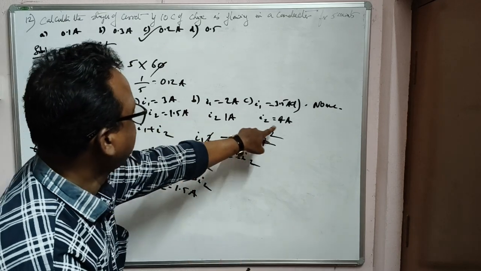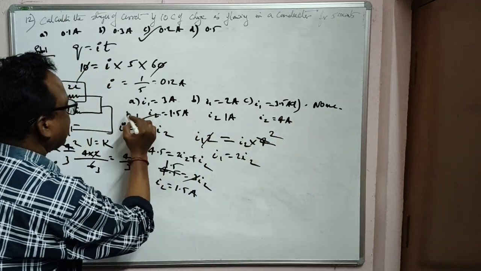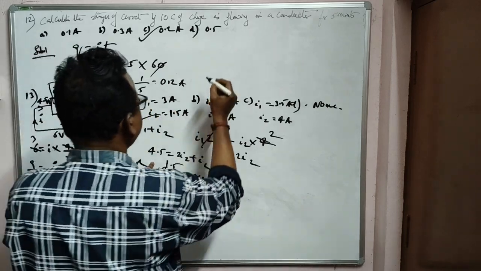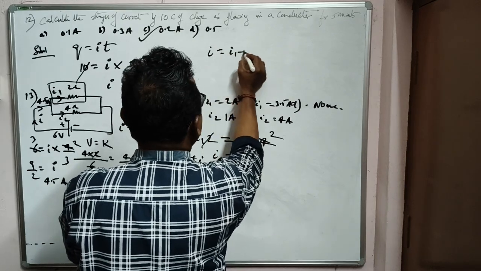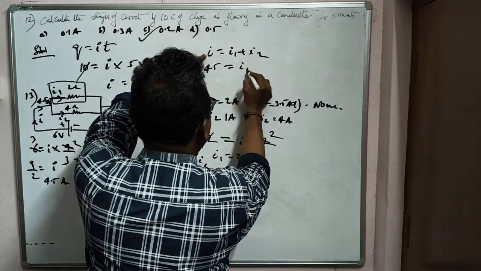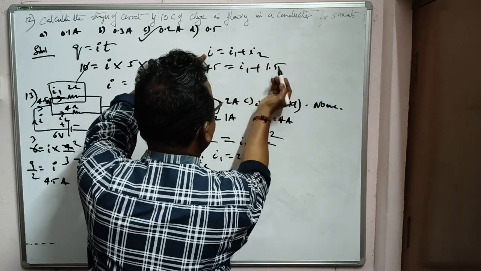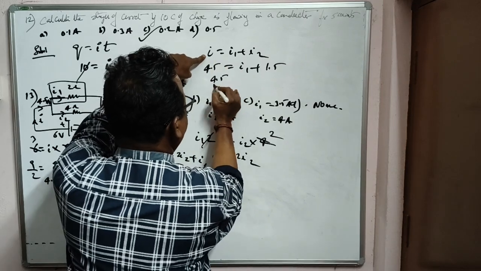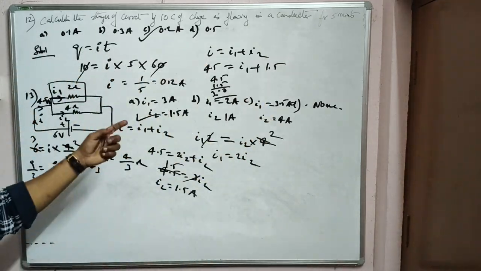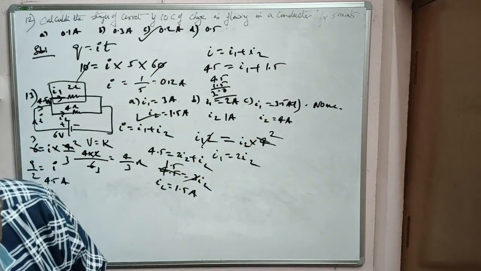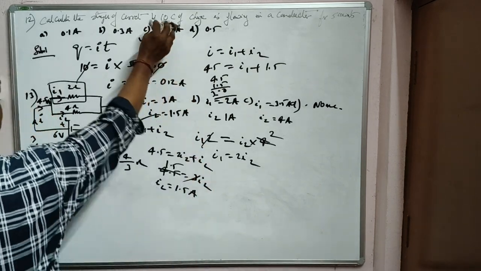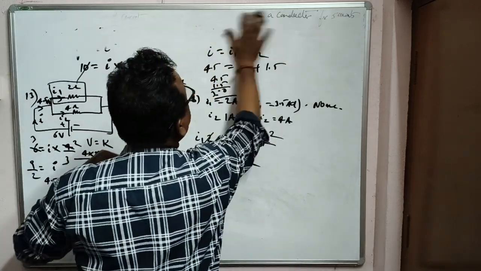I got I2 here, and looking at the answers, I2 is 1.5, so certainly A will be the answer. But what is I1? We have the equation already: I is equal to I1 plus I2, and 4.5 is equal to I1 plus I2. I got I2 as 1.5, take it to this side: 4.5 minus 1.5 is 3 amperes. So I1 is 3 amperes and I2 is 1.5 amperes. Clear? So that is the story of the 13th problem. Please note down.